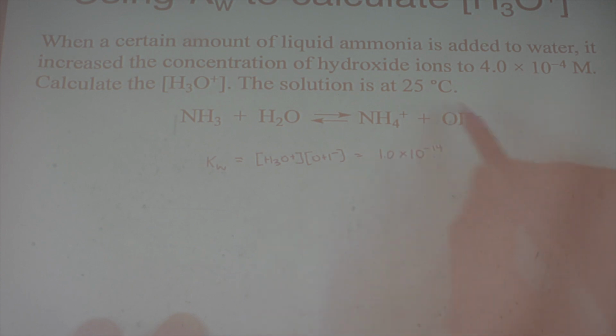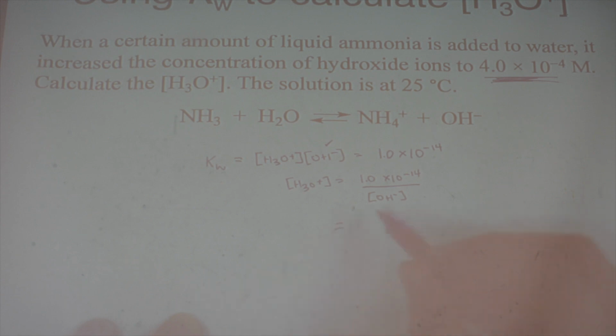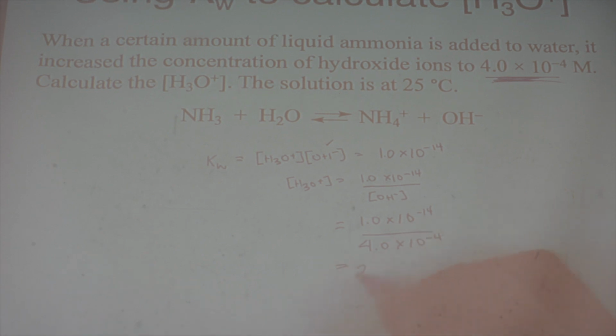This time we have hydroxide concentration, so hydronium concentration is what needs to be isolated, which means you have to divide both sides by hydroxide concentration, which is this value right here. So that's 1.0 times 10 to the negative 14 divided by 4.0 times 10 to the negative 4. Do that on our calculator and you should get 2.5 times 10 to the negative 11 molar.